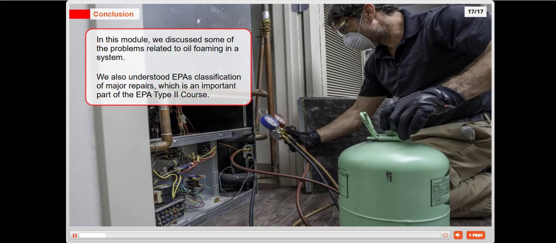In this module, we discussed some of the problems related to oil foaming in a system. We also understood EPA's classification of major repairs, which is an important part of the EPA Type 2 course.